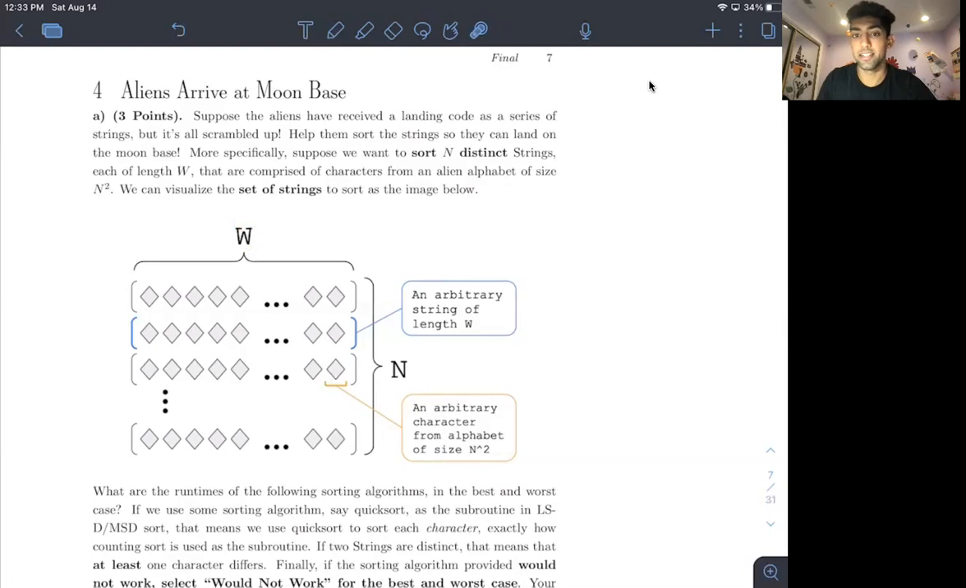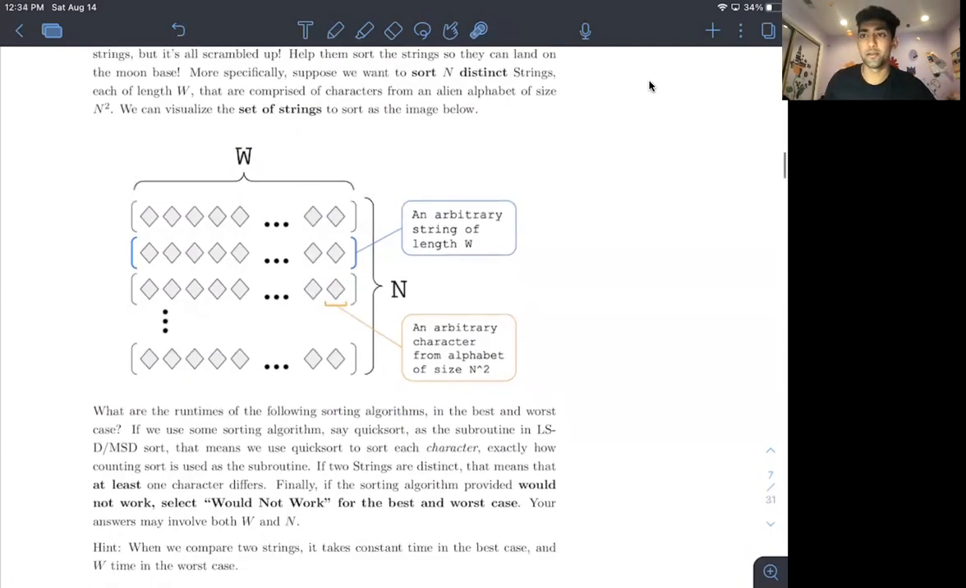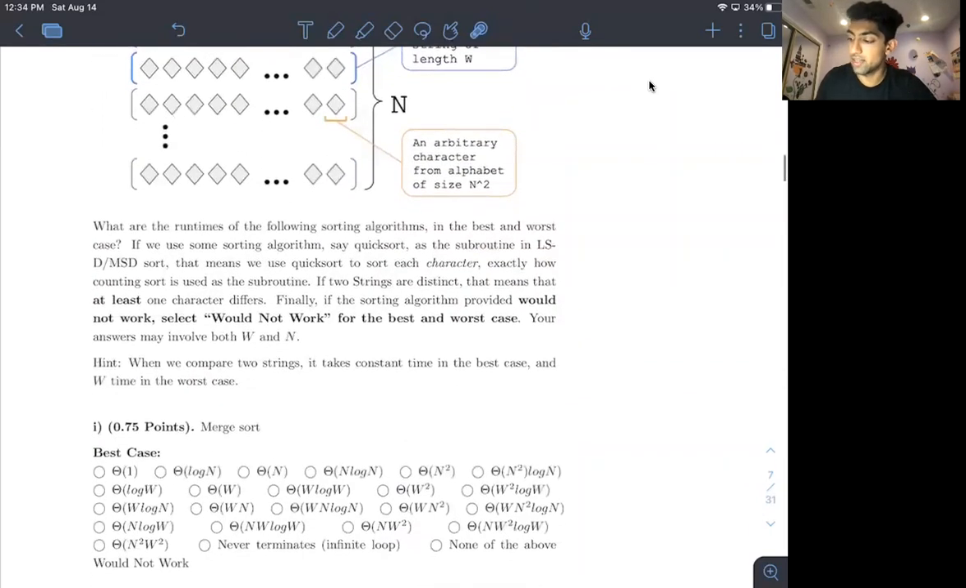And another thing to take away here is that each character comes from an alphabet of size n squared, right? So that's also a little strange. And I think if this visual is still a bit confusing, we'll try to revisit this when we look at merge sort. I want to get started by first reading this and then tackling merge sort.